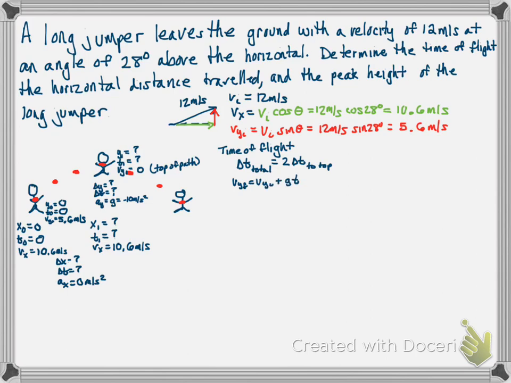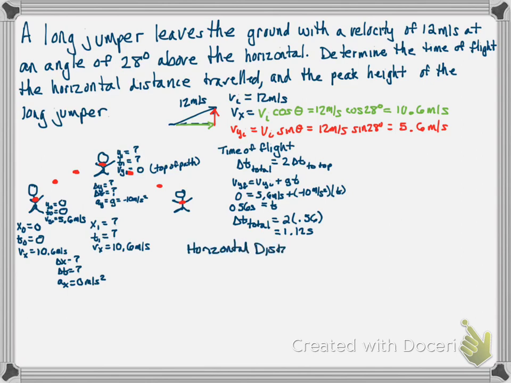The time to get to the highest point would be given by VYF equals VYI plus GT. So VYF would be her velocity at the top of the path, which is 0. Initial velocity was 5.6, negative 10 for acceleration due to gravity. How much time would that take? 0.56 seconds to get up to the top of the path. Therefore, the total time of travel, 0.56 up, 0.56 down, gives you 1.12 seconds.